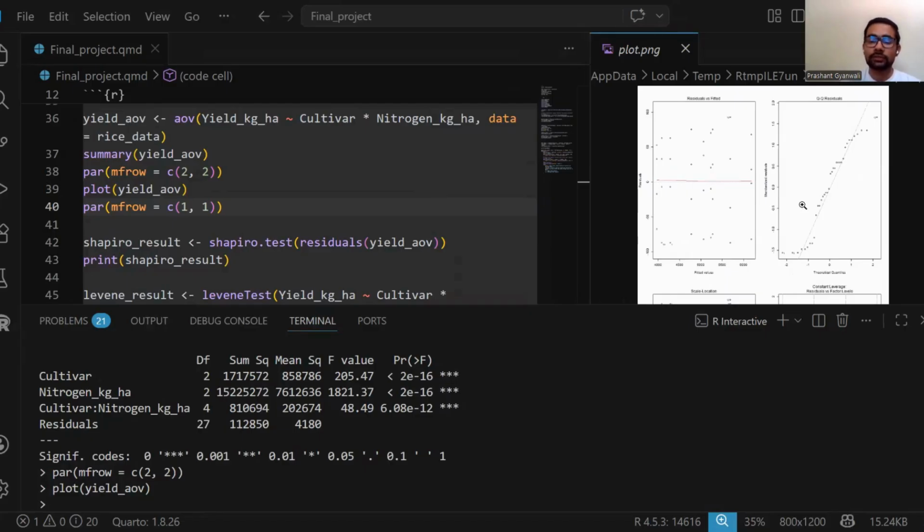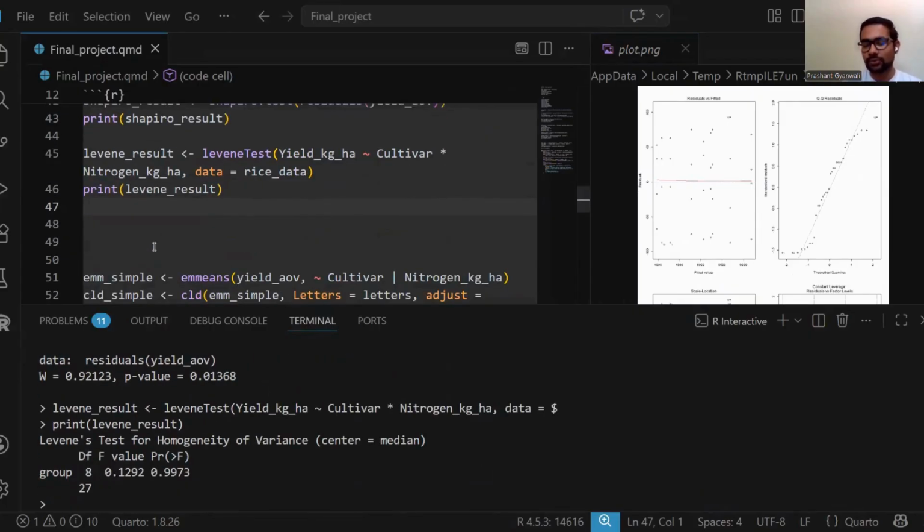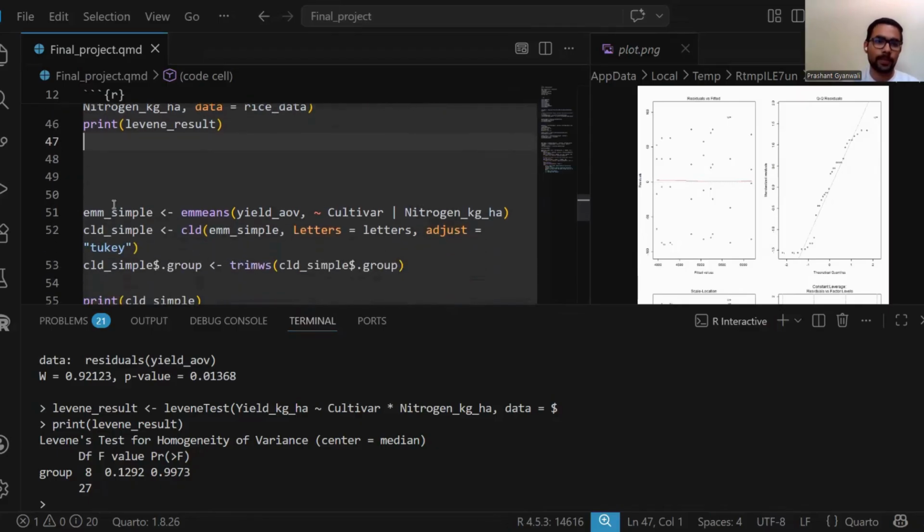If the residuals were heterogeneous, we would definitely have to run a Box-Cox, but I checked that using the Shapiro and the Levene test. The Levene test was not significant, meaning that the residuals were indeed homogeneous, and the Shapiro test was significant, meaning that the residuals were not normal.